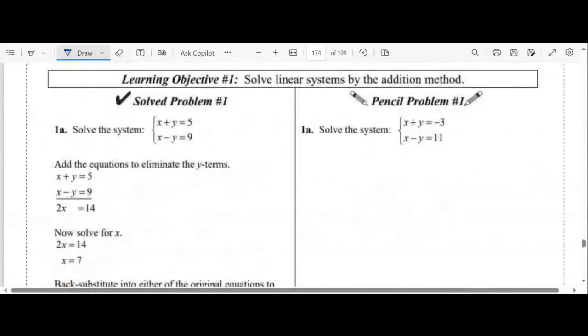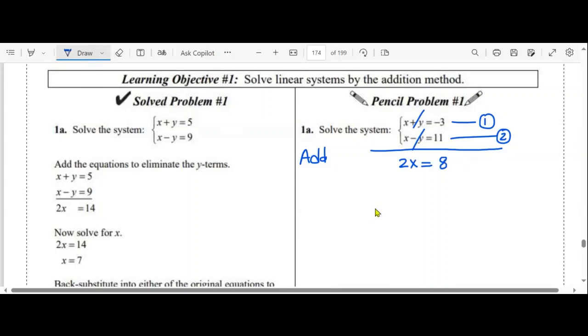We start with learning objective 1. Solve linear systems by the addition method. Now, take a look at equation 1. This is equation 1. This is equation 2. If I add these two equations, what happened to the y? They cancel, correct? And you get 2x equals what? 8. Positive or negative? Positive. So x in this case equals 4.